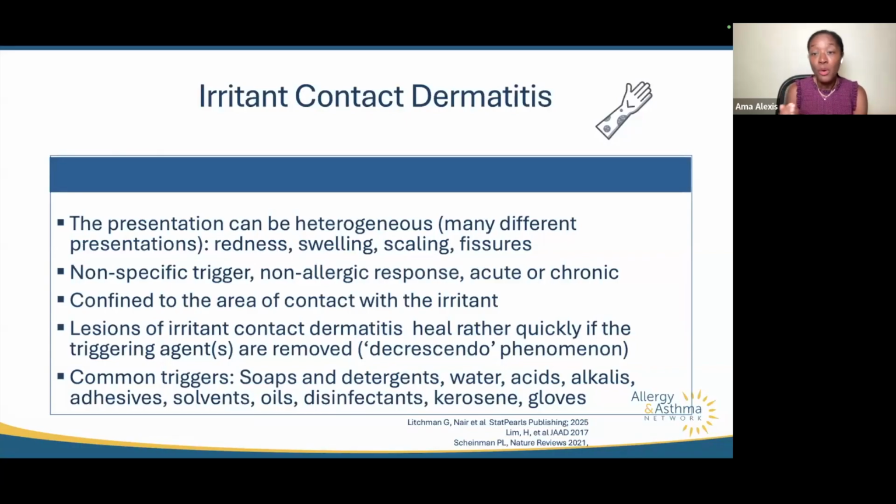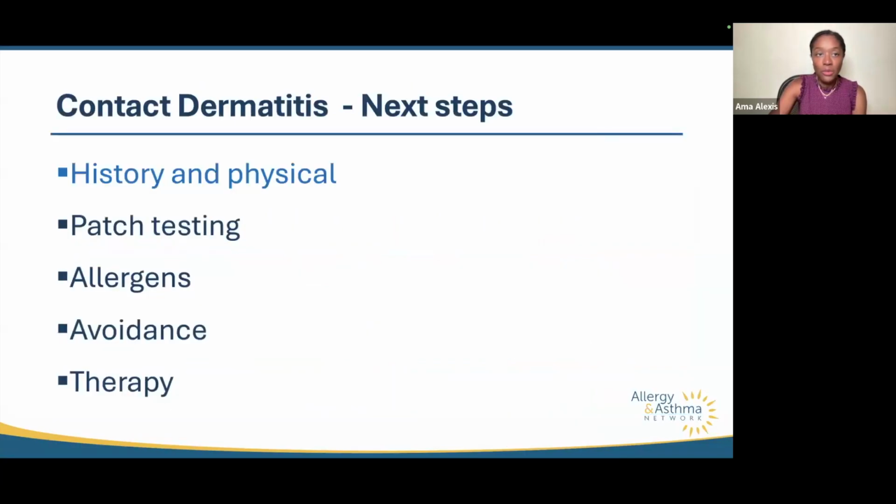It can be acute, or if it goes on for a long time, it can become chronic. And it is often confined to the areas of contact with the irritant. So it doesn't go anywhere else. Lesions of irritant contact dermatitis heal really quickly if you remove the triggering agent. So we call that decrescendo. And common triggers are soaps, detergents, plain water, acids, adhesives, solvents, oils, disinfectants, kerosene, or gloves, just to name a few.